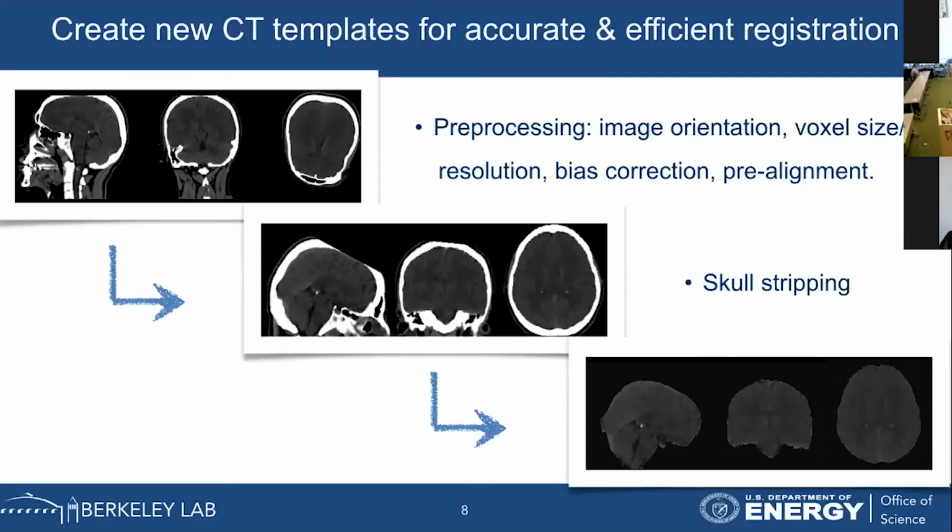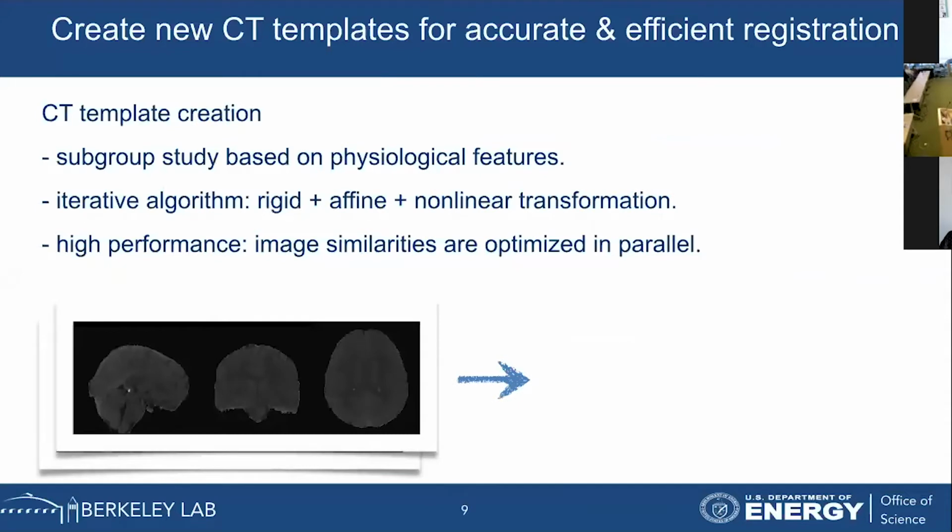And we correct the bias, and we also pre-align it to MRI, which is the typical MRI template I introduced a few slides ago. And then we do skull stripping so that we could look at the detailed information about the tissues themselves. Okay, now we collect a large amount of CT scans with skull stripping, and what we want to do is make a good CT template, and here is how we approach that.